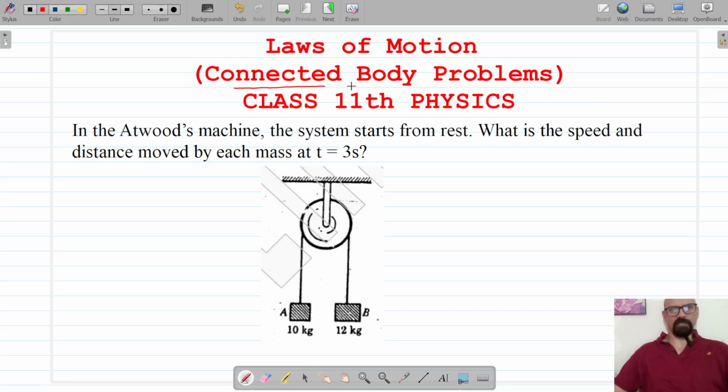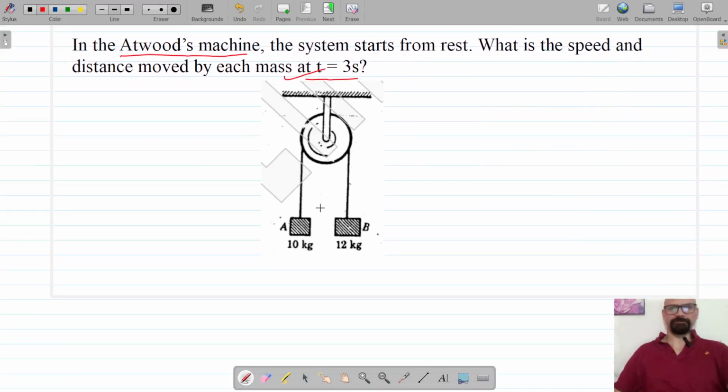Physics regarding the connected body problems. It's given that in this Atwood's machine, the system starts from rest. What is the speed and the distance moved by each mass at time t = 3 seconds? Before that, let's find the acceleration of the system so that we can find out the speed and the distance moved by each mass at t = 3 seconds.